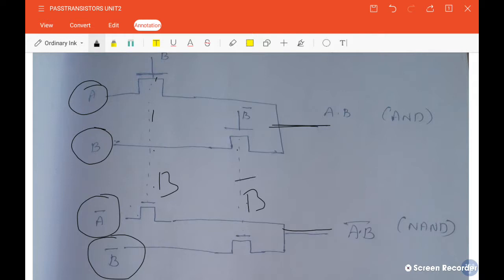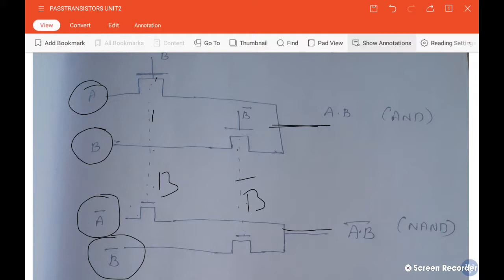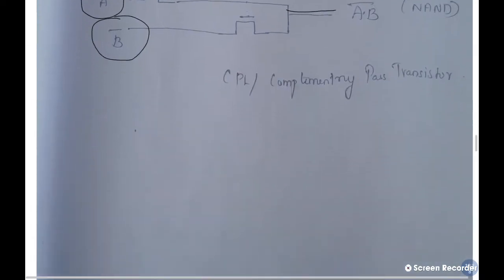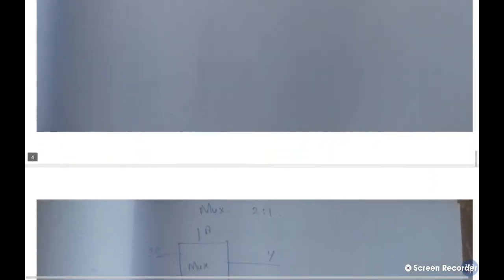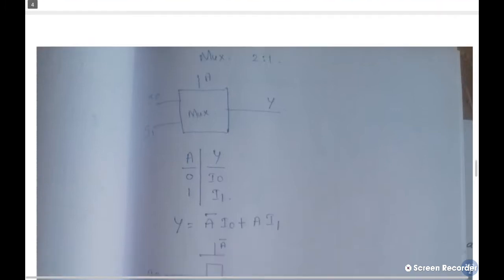The first part of the circuit will give you the AND function, and the later part of the circuit will give you the NAND function. So in a single circuit, you are able to obtain AND as well as NAND logic. That is called complementary pass transistor logic, CPL logic. The area is minimized here since it uses fewer transistors.